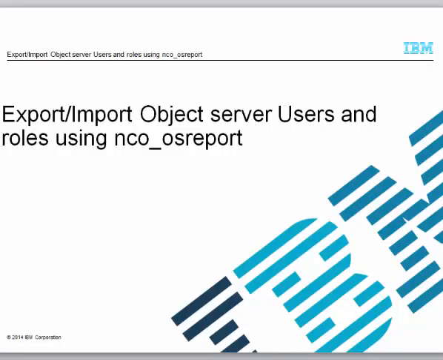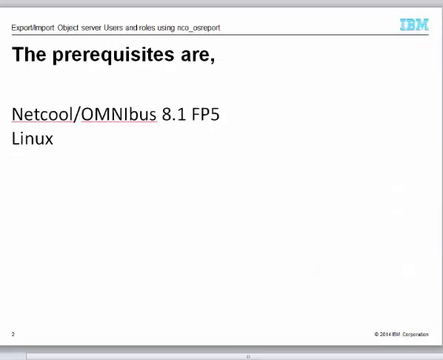Hi, welcome to this video tutorial. This video will show you how to export and import object server users using the nco_osreport utility. The prerequisites are Netcool OMNIbus 8.1 Fix Pack 5 and Linux OS.